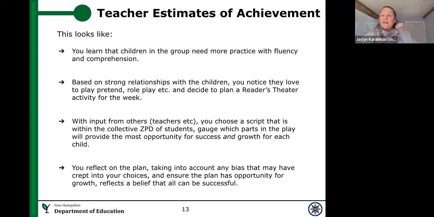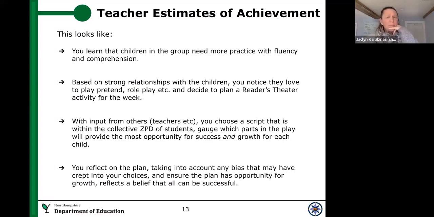So teacher estimates of achievement might look like this. You learn what the children of the group need. Maybe teachers pass on to you that they need more practice with fluency and comprehension. And you know the students well enough that you think they would really love to put on skits, or they love to act things out. So I think a reader's theater is the way to go with this.